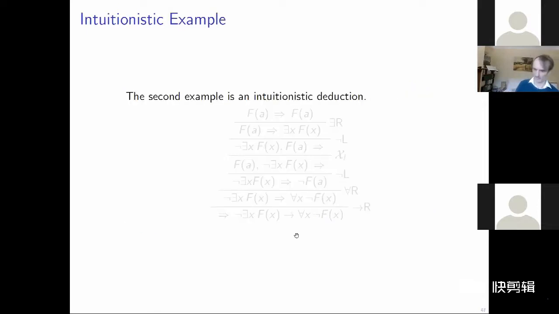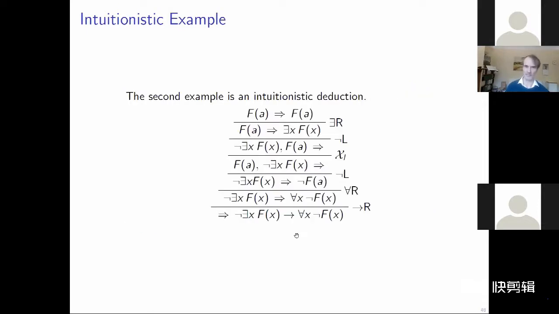But on the other hand, in this deduction, as you can easily check, there is at any moment at most one formula in the succedent. And actually at this step, there's none in the succedent here. And we get a deduction of the implication: there exists no x with f x implies for all x not f x. Now this is intuitionistically valid.